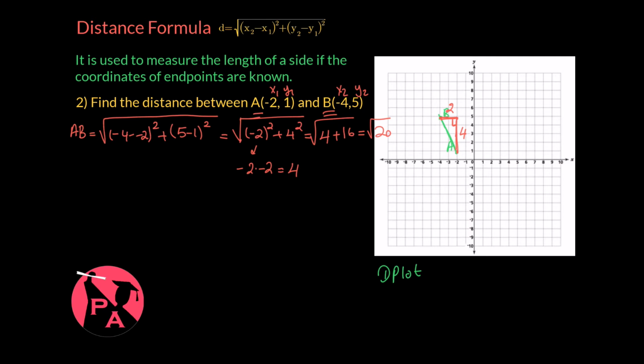So the distance from A to B can be found by squaring 2 and 4 and adding them together. 2 squared is 4, 4 squared is 16. Add them together, radical 20. Whichever method is easier, just choose that one and go with that.